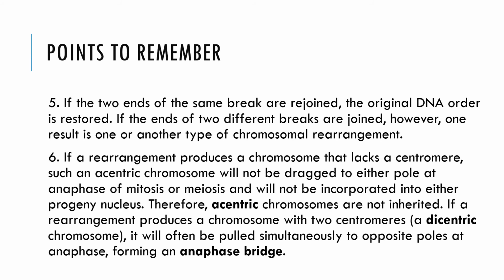6. The only chromosomal rearrangements that survive meiosis are those that produce DNA molecules that have one centromere and two telomeres. If a rearrangement produces a chromosome that lacks a centromere, such an acentric chromosome will not be dragged to either pole at anaphase of mitosis or meiosis, and will not be incorporated into either progeny nucleus. Therefore, acentric chromosomes are not inherited. If a rearrangement produces a chromosome with two centromeres, it will often be pulled simultaneously to opposite poles at anaphase, forming an anaphase bridge.